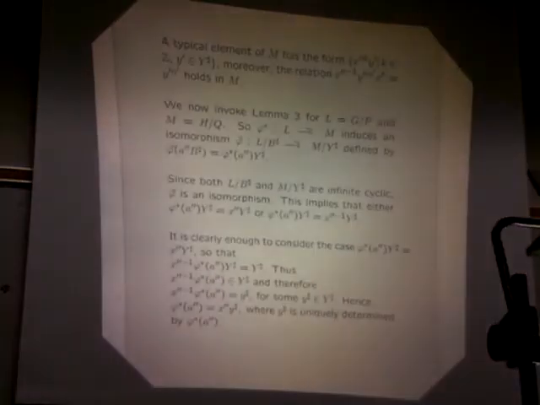So now I can continue with the same thing for H. We have this holds in M because we can invoke lemma 3. L is G mod P, M is H mod Q. And so, remember what Phi star was. Phi star maps L into M. Remember what Phi star was? Phi star maps G mod P into H mod Q.